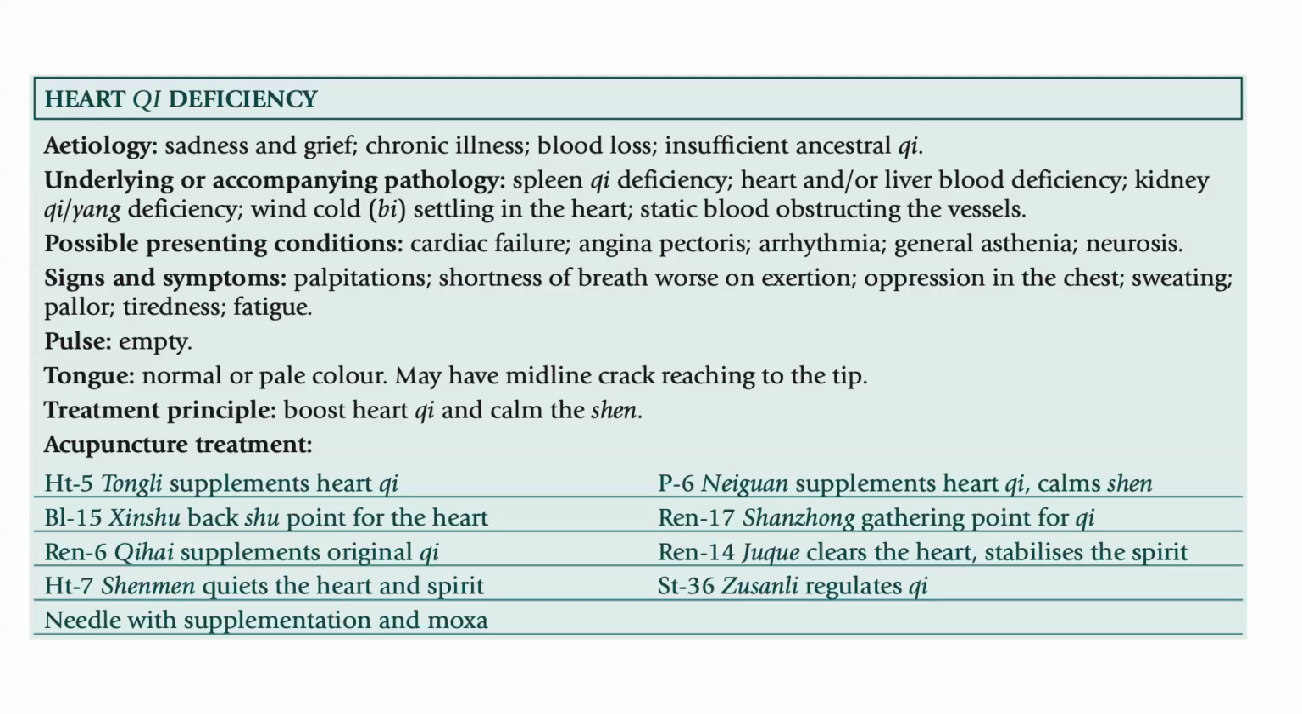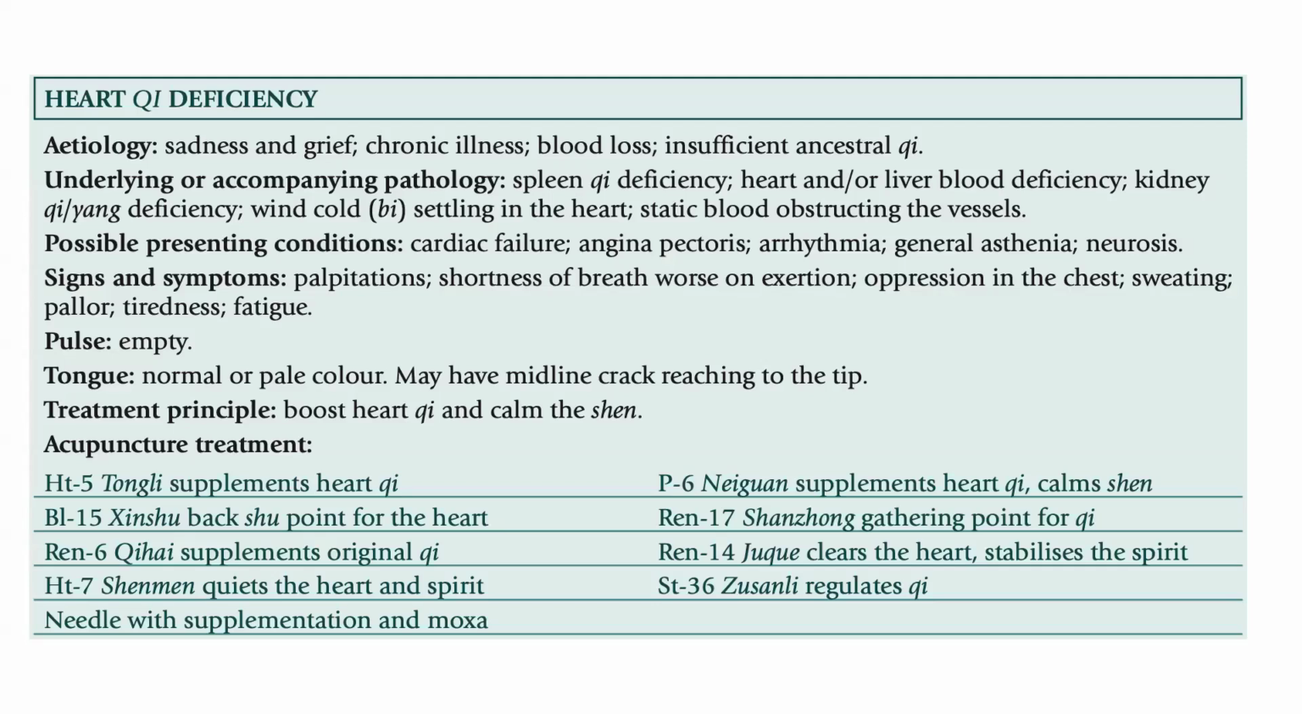The treatment principle is to boost heart qi and calm the shen. The acupuncture treatment is Heart 5 to supplement heart qi, Bladder 15, the back shu point for the heart. REN 6, it supplements original qi. Heart 7 quiets the heart and spirit.